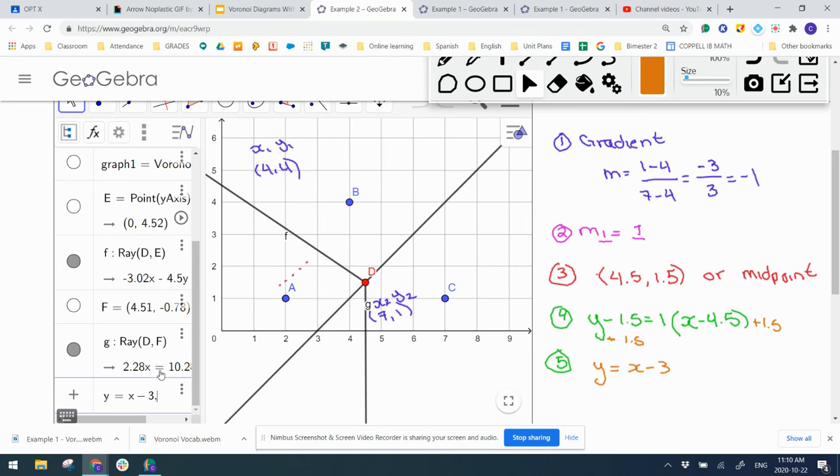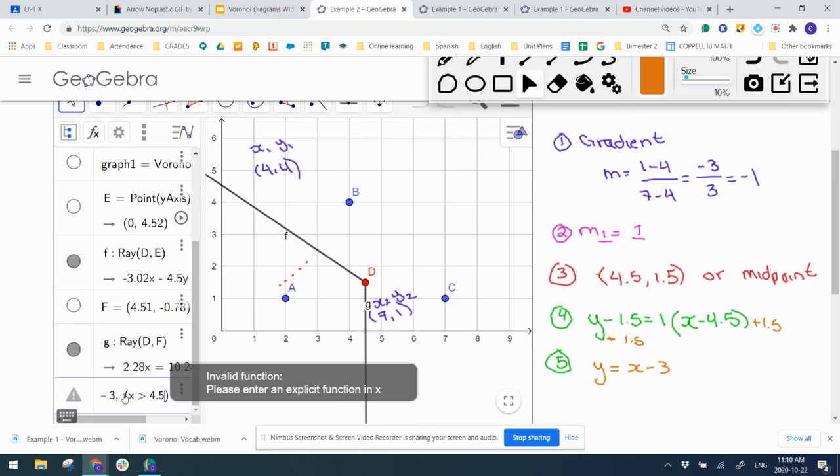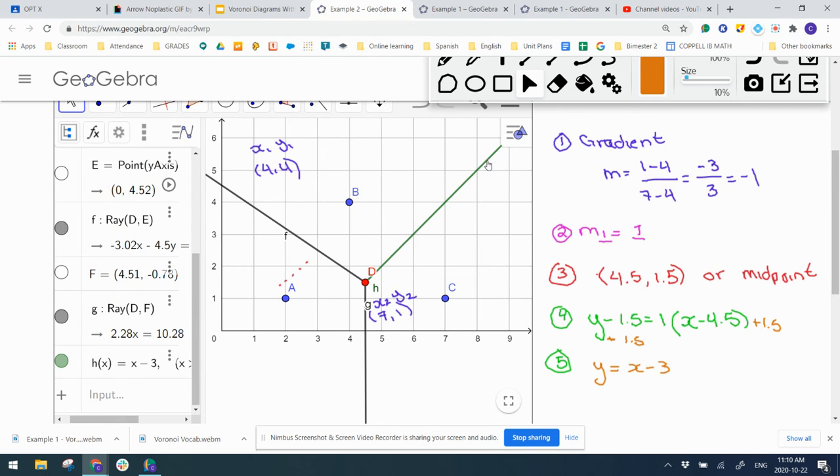I'm just going to put a domain on it so that it ends where we want it to. So we want x to be greater than 4.5. There we go. Now it ends at our vertex, and we have a completed Voronoi diagram. So the equation of the line is y equals x minus 3, and this is what the completed Voronoi diagram looks like.